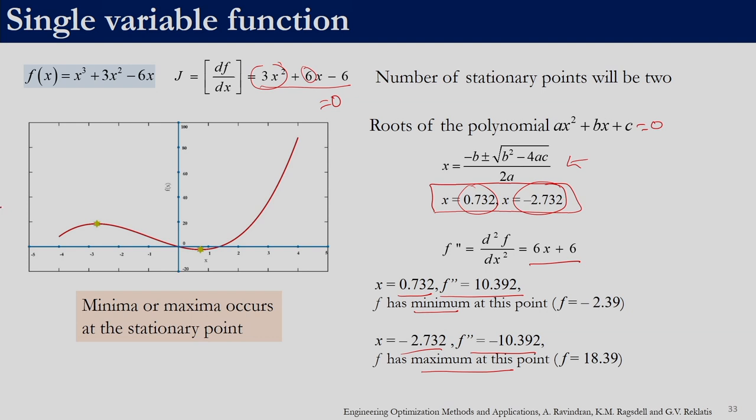This plot shows the variation of f of x with respect to x. If we vary x from minus 5 to 5, this is how the function would look. Here we see the value 0.732, where it is actually a minima. And here the function has a maxima, which is at minus 2.732.